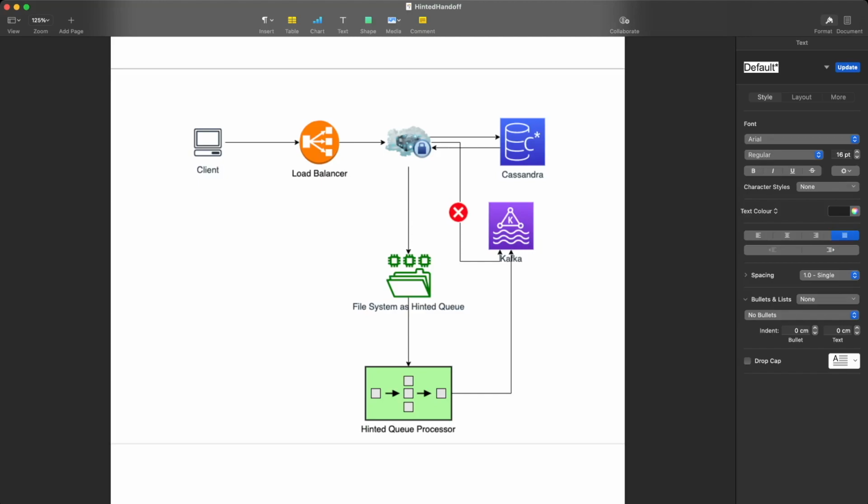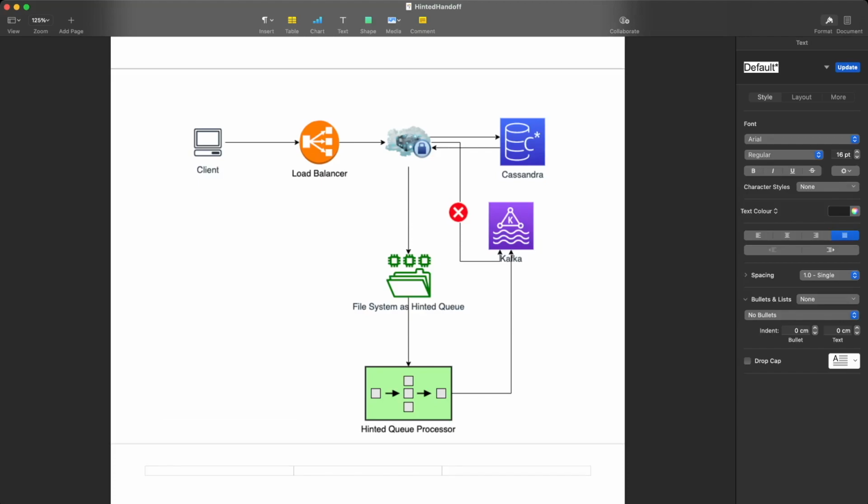I write it to the hinted handoff queue. After I have written successfully to the hinted handoff queue, there will be a hinted handoff queue processor which will drain the message. This will be running as a sidecar in the entire application here. As long as this application runs, this also runs. When this fails, this will also fail.